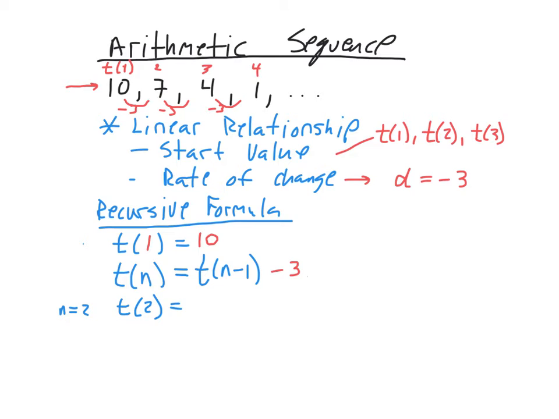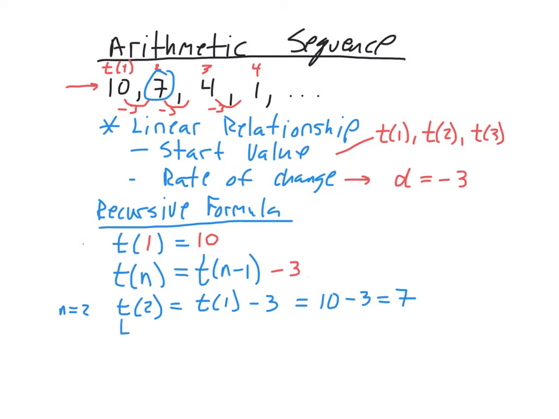Well, that tells me t of 2 is equal to t of n minus 1. That's the previous one. So 2 minus 1 is t of 1 minus 3. I've got t of 1. It's 10. So 10 minus 3. So t of 2 better be 7. And when I look up top, yay, it's 7. So far, our recursive formula is working.